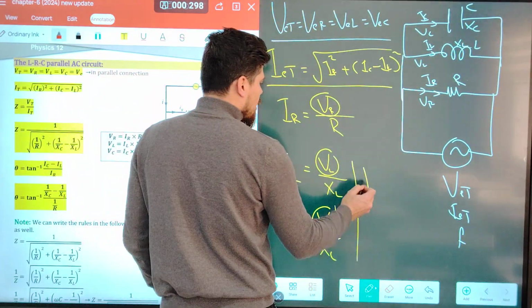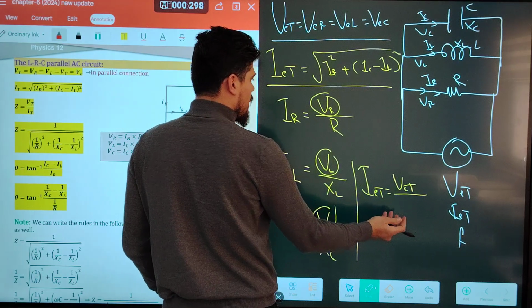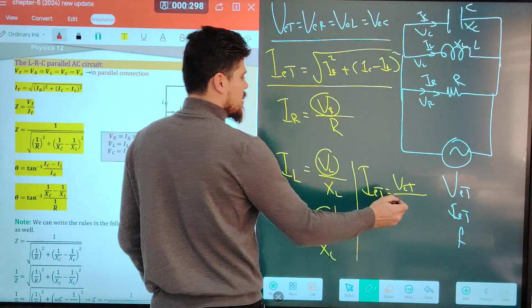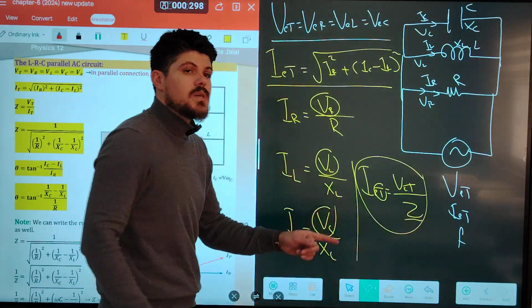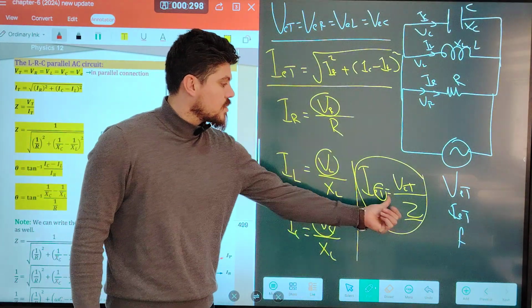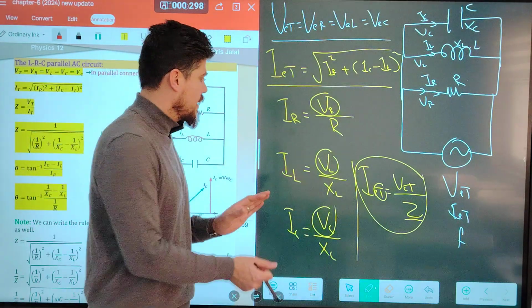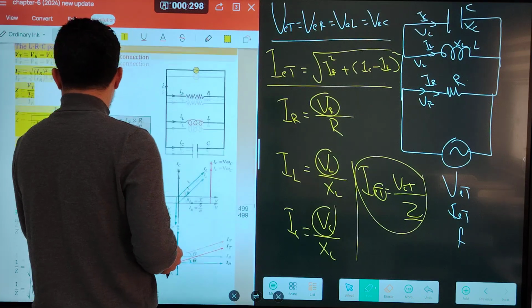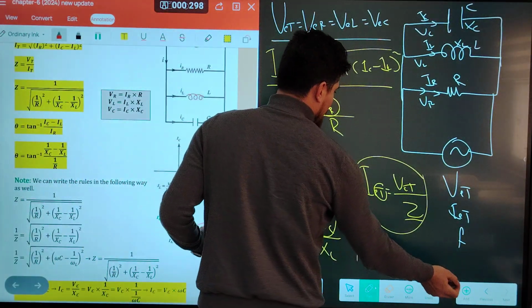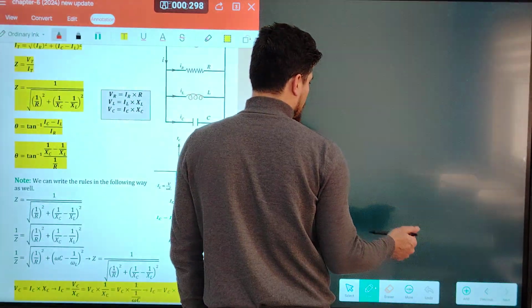How about I total? I total is equal to what? V total over what? R, XL, XC, or Z? Z. Why? Because with the total, we have to use Z, the total impedance. It's not allowed to use resistance or XL or XC with the total. Is it clear? Yalla. And now we have to find the total impedance in parallel connection. It's very important, be careful, guys.